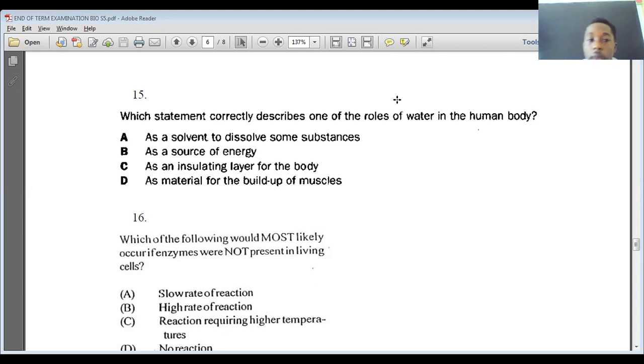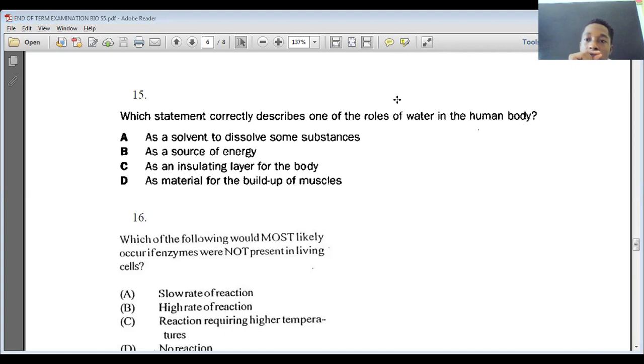As a source of energy. No. So the answer is A. So are you seeing that B, C, and D don't make any sense at all? So you can eliminate. Once you realize that, or if you see that anything is too close to each other, start to eliminate them. Think about it.